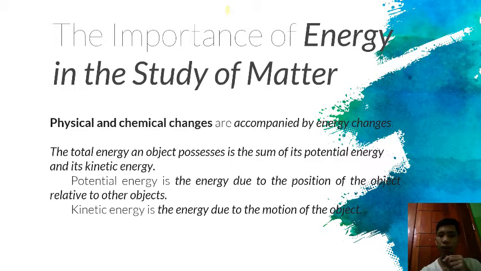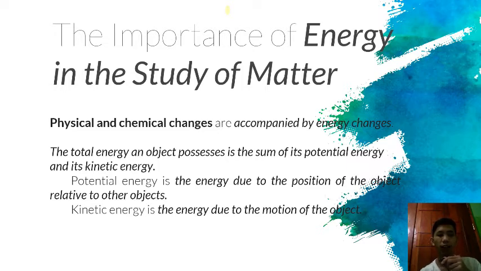Work is done when your arm lifts a book, when a car engine moves the wheels, or when a falling rock moves the ground as it lands. The object doing the work, which is the arm, engine, or rock, transfers some of its energy to the object on which the work is done, such as the book, the wheels, or the ground.